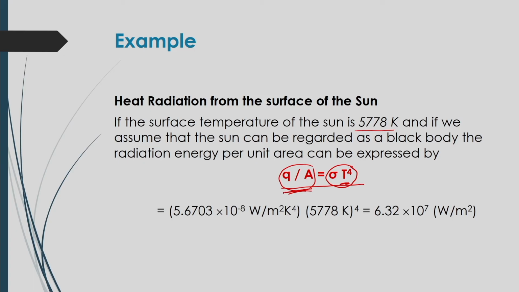So, here the rate of heat transfer by radiation per unit surface area of the sun will be equal to 5.6703 × 10^-8, which is the Stefan-Boltzmann constant, into the surface temperature 5778 Kelvin to the power 4 as per this equation. Finally, after calculation it comes to 6.32 × 10^7 watt per meter square. So, this is the example showing how much heat is being radiated per unit surface area of the sun.